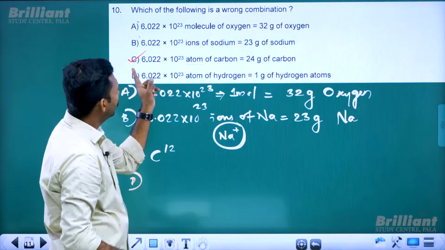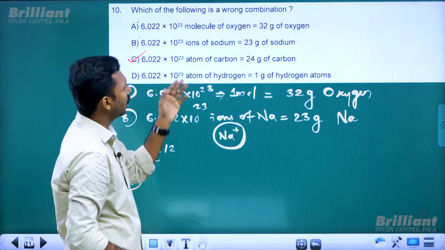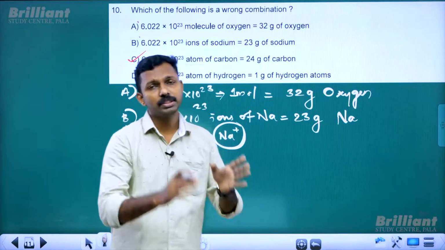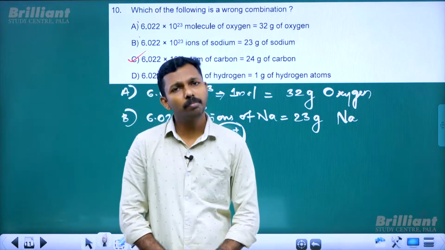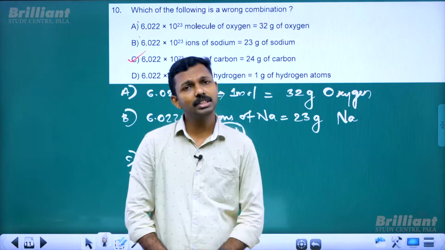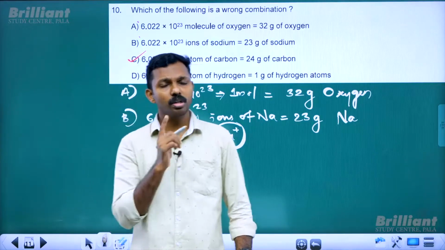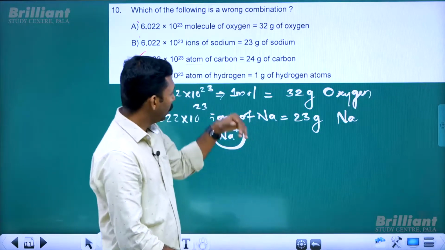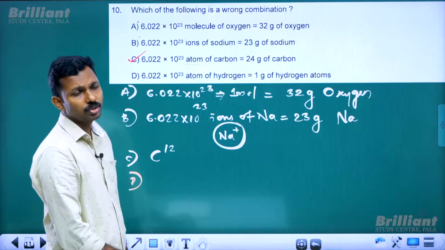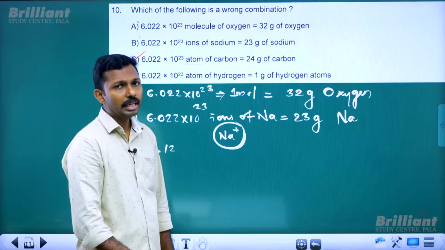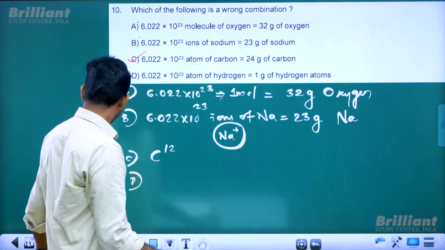Yes, they are giving 6.022 into 10 raised to 23 atoms of carbon. Its mass will be 12 gram, because 6.022 into 10 raised to 23 is 1 mole, and the mass of 1 mole carbon is 12 gram. It is given as 24 gram. There may be 2 mole carbon atoms. To equalize this 24 gram carbon, there must be 2 into 6.022 into 10 raised to 23. I think you got the idea. C is the answer option here for the 10th question, right?